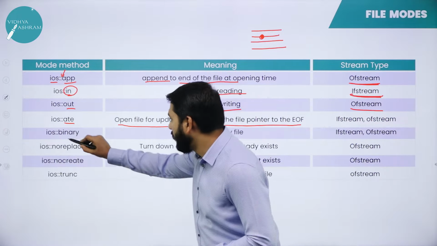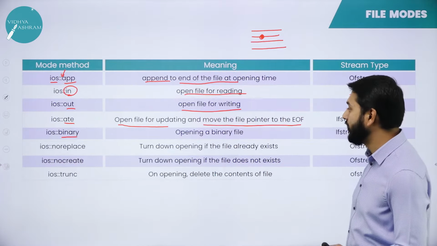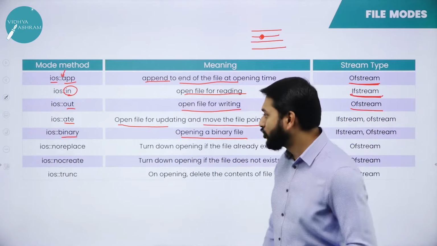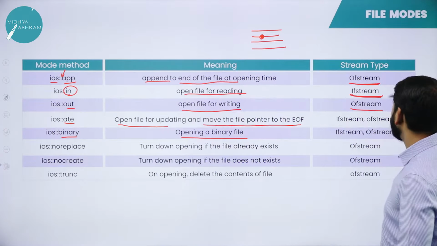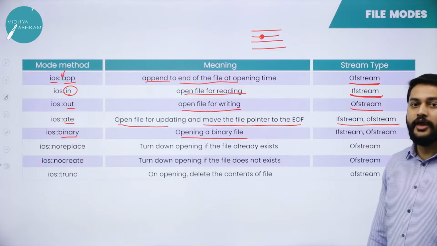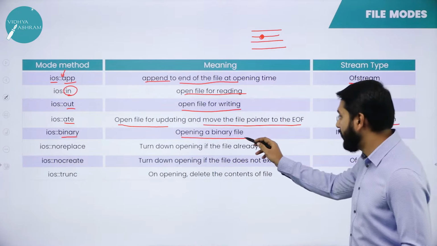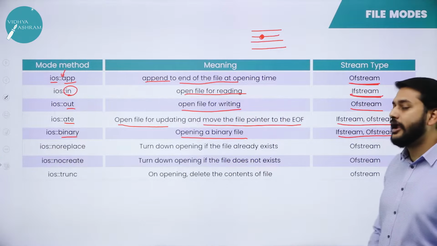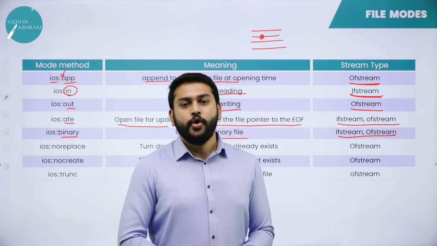Moving on to the next one. What is the next method that I have? I have binary. What is the use of it? Opening a binary file. Suppose I want to open a binary file, I will be using this method. Keep track of these streams also. I have both IF stream and OF stream for ATE. And here, coming to binary, again here also IF stream and OF stream. So it belongs to both IF stream and OF stream.